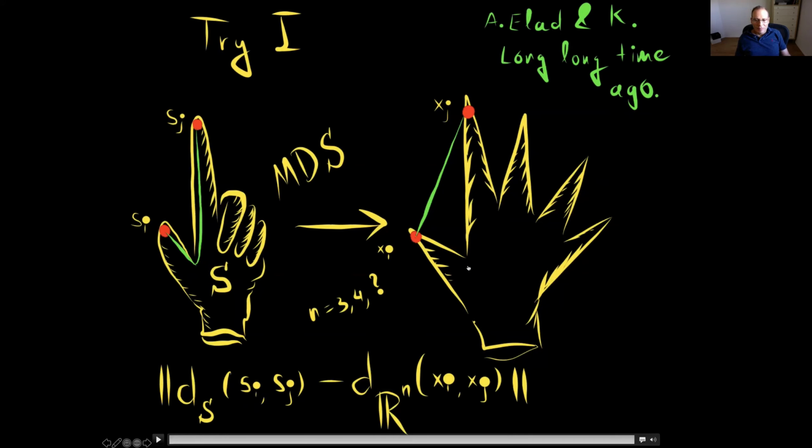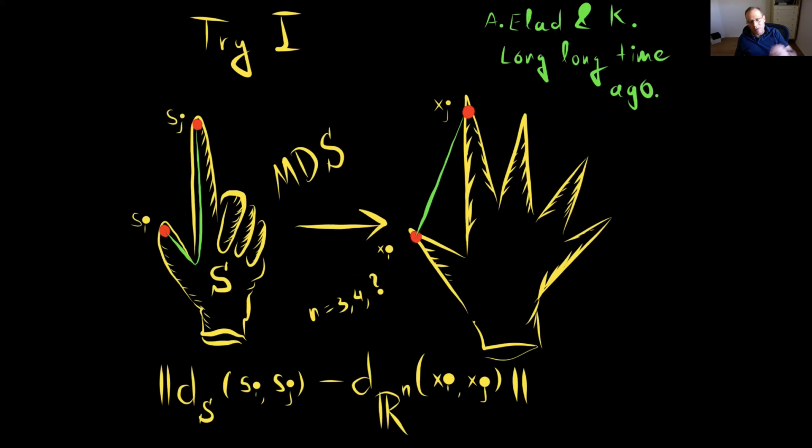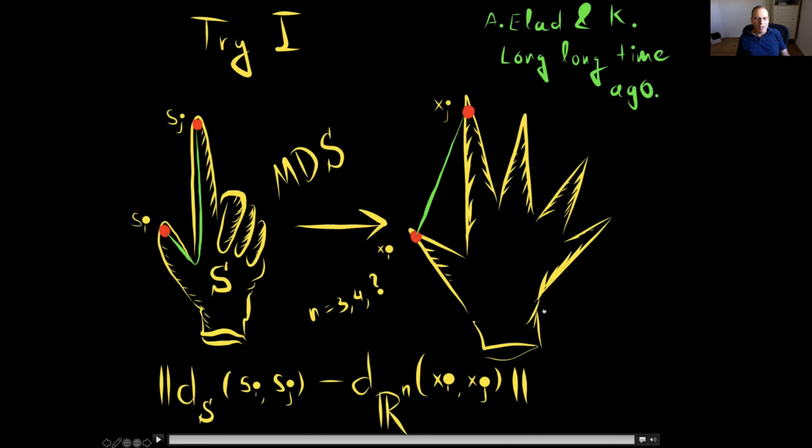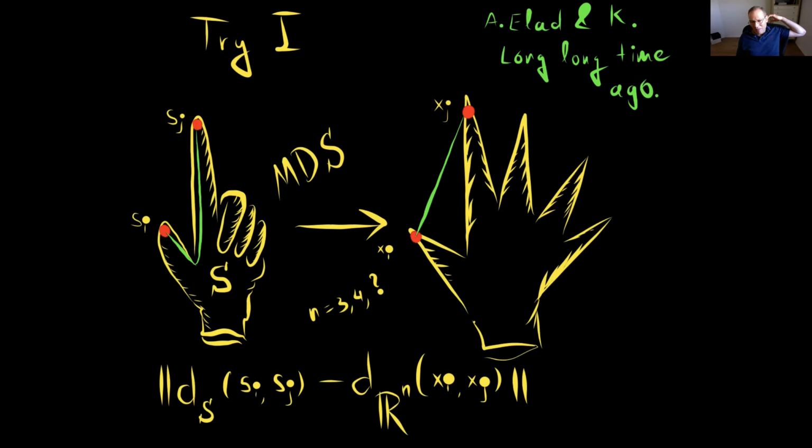So the question is, how should we do it? And this is one way to do it. However, here there is a problem. There is a fundamental problem. And the problem is that if I do it for S and I do it for Q, then I can hope to have some similarity.